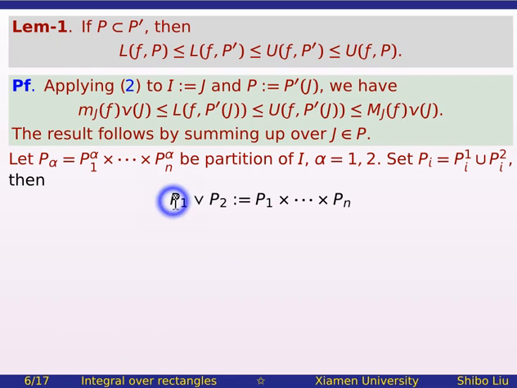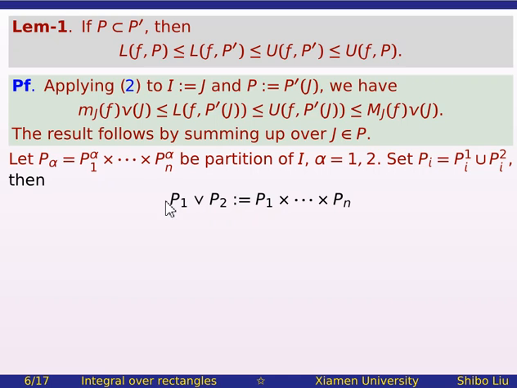This partition is P1 cross P2 in the two-dimensional case. Of course, for n dimensions, you denote P1 cross P2 cross through Pn, and this partition we denote by P1 wedge P2. This symbol wedge is similar to union, but it is actually not a union. So we use this new notation.